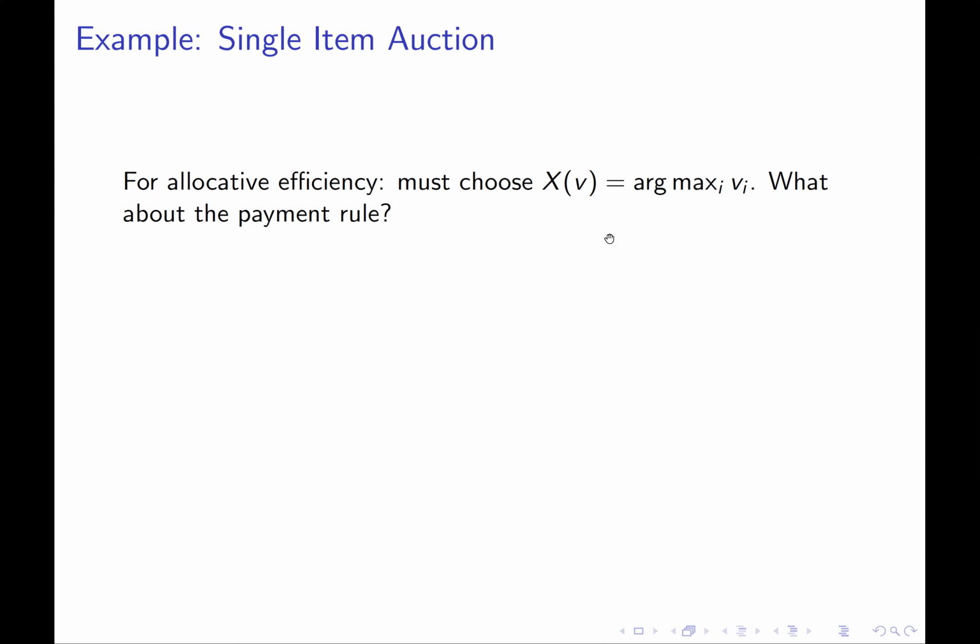So maybe first, let's imagine what would happen if we didn't use any payments at all. Okay, so suppose I said, everyone tell me a number, how much you value the toilet paper for, and I will just give it to the person who reported the highest number. What do you think? Is this going to be dominant strategy truthful? Why or why not? You can answer either in the chat or with your microphone.